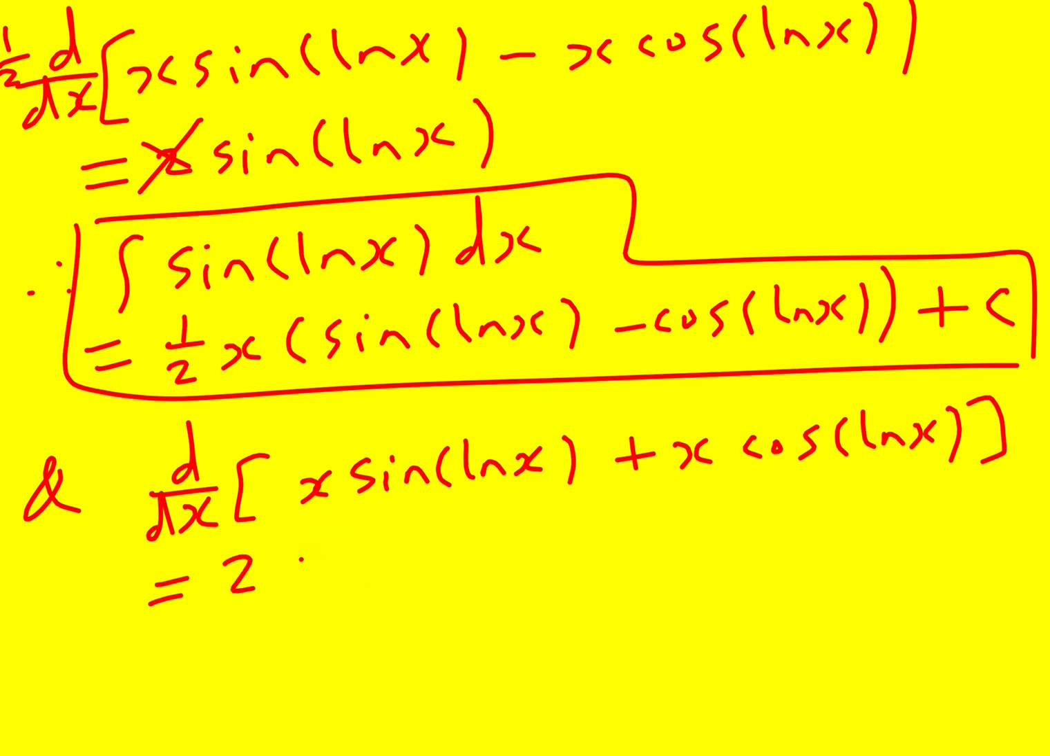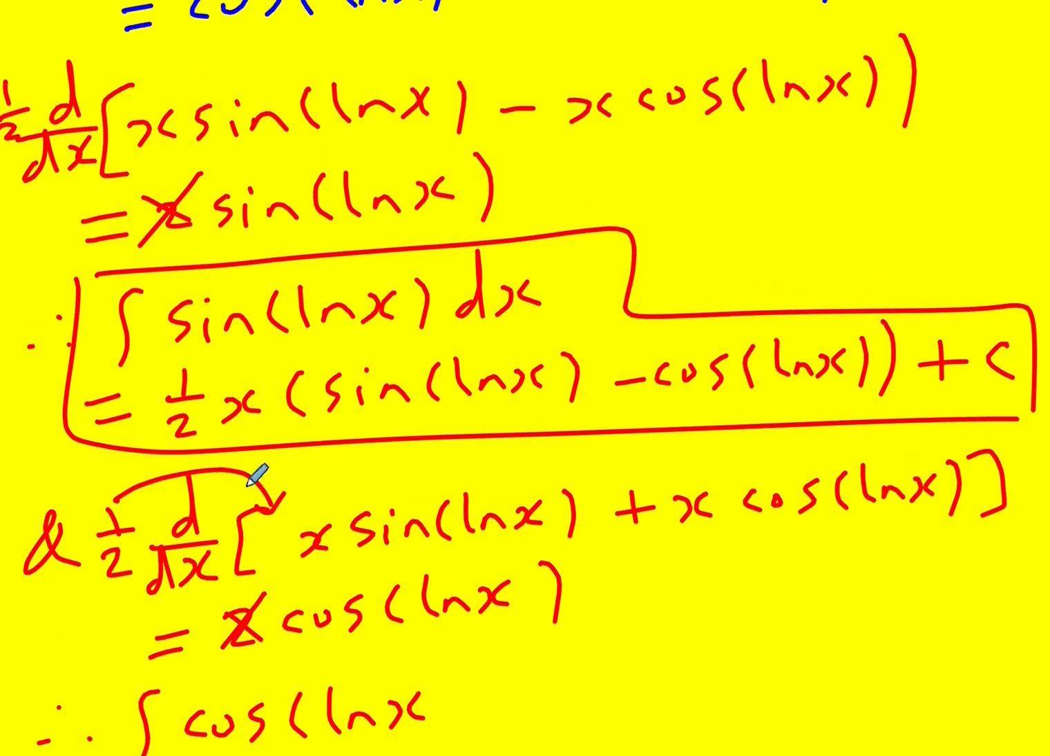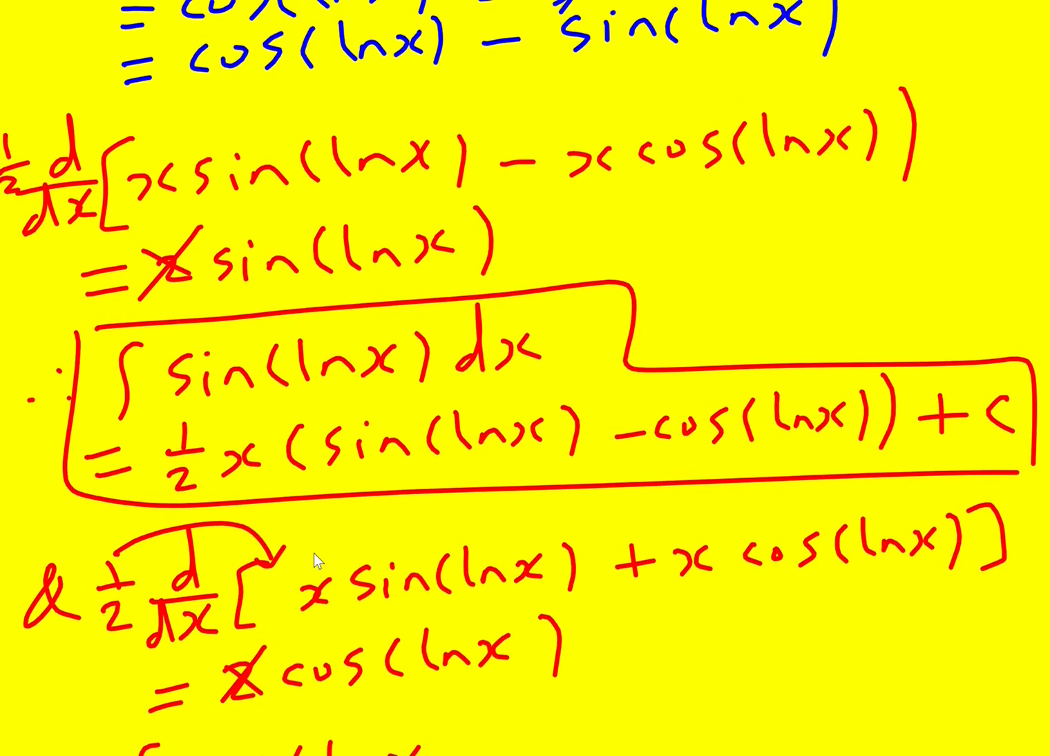That's going to be 2 cos ln x. So again, I can divide through by 2, and therefore the integral of cos ln x. Of course, I can bring that half inside. I didn't really talk about that, but if you differentiate something and then times it by a half, it's the same as just timesing both by half and then differentiating.